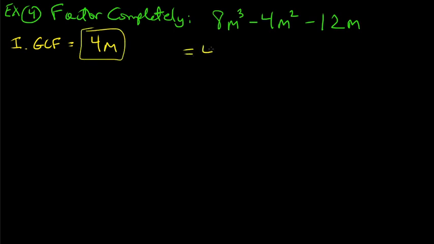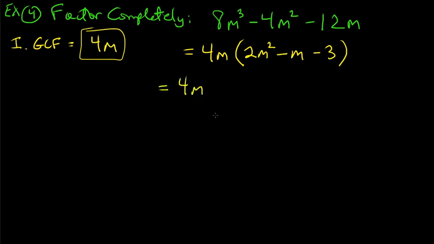So let's factor that out. Factor out the 4m, and when we divide 8m cubed by 4m, we get 2m squared. Negative 4m squared divided by 4m is just negative m, and negative 12 divided by 4 is negative 3. So there we go, we factored out the 4m. Now, is there anything else we can do? Is this trinomial, 2m squared minus m minus 3, prime, or can we factor that any further?